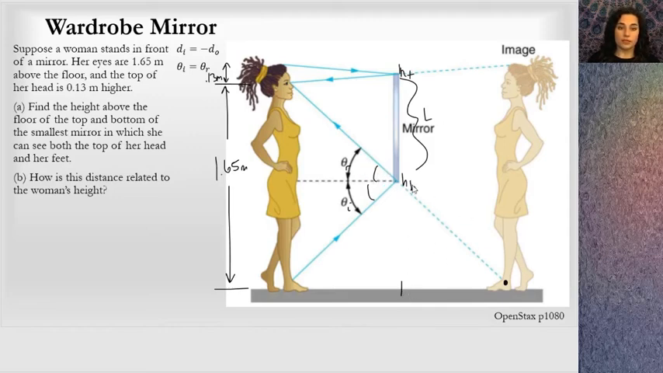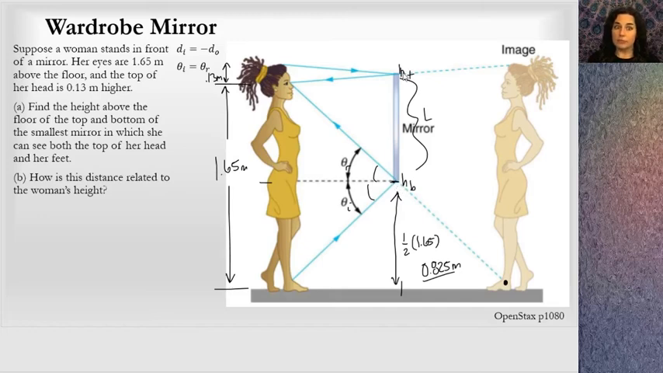What happens is the height above the floor that the bottom of this mirror needs to be is just half the height between her eyes and her feet. That's all it needs to do, is just meet halfway in between. So this distance here, and I can put this in here, is going to be 1/2 of the 1.65. So that's 0.825 meters. Okay. So that's how far above the ground the bottom of that mirror needs to be.